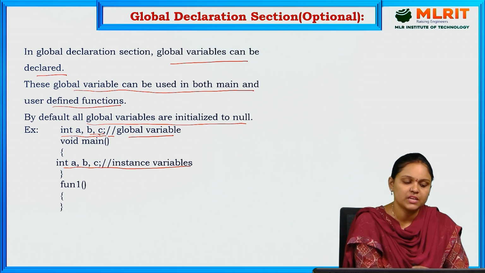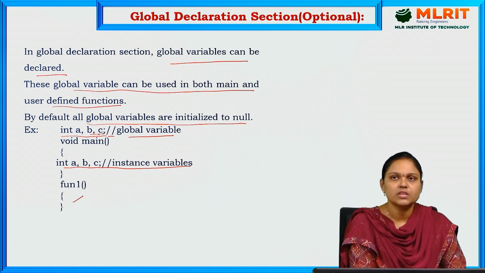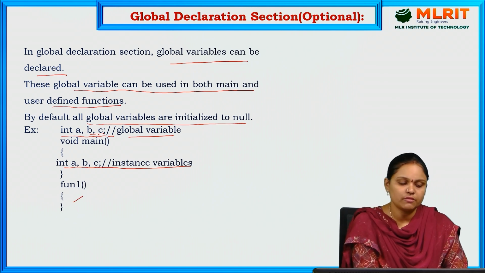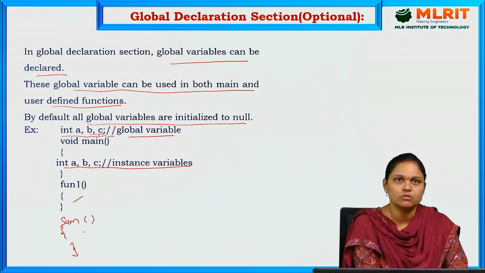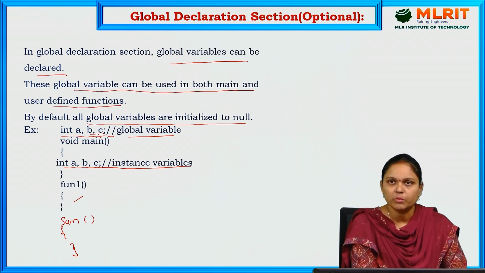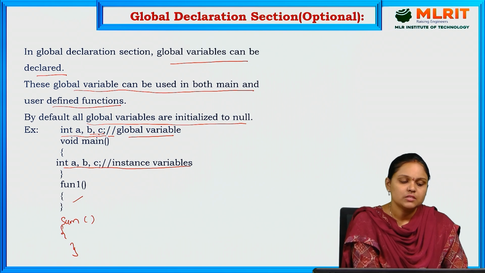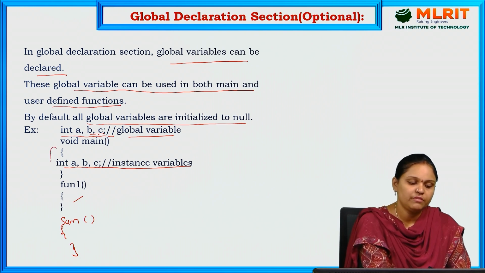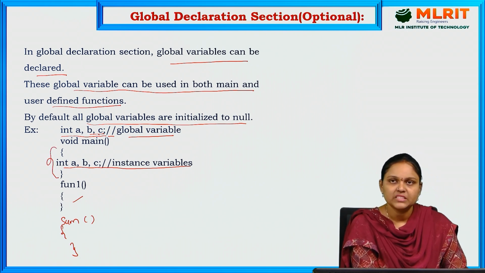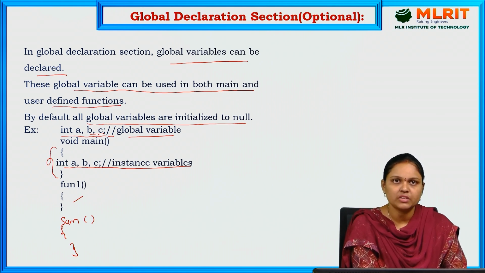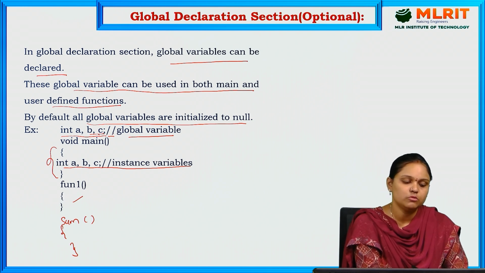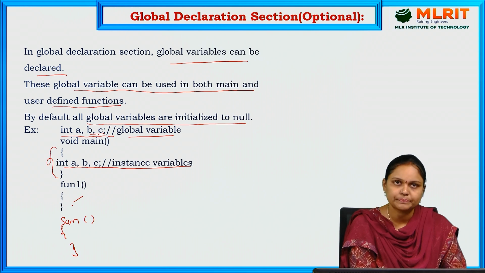So these variables we can directly use in our user defined functions. If you have any other blocks, like any other sum definition, and you want to use those a, b, c variables in this block also, you can, because we have declared them globally. Coming to the local variables, their scope will be only within this block. Outside this block, we cannot use the variables we have declared locally. Global variables can be used in any of the blocks.